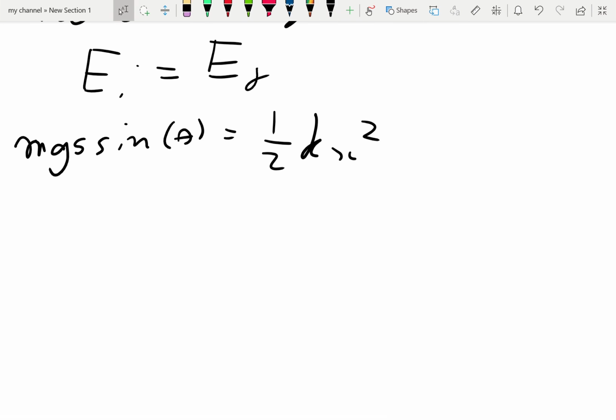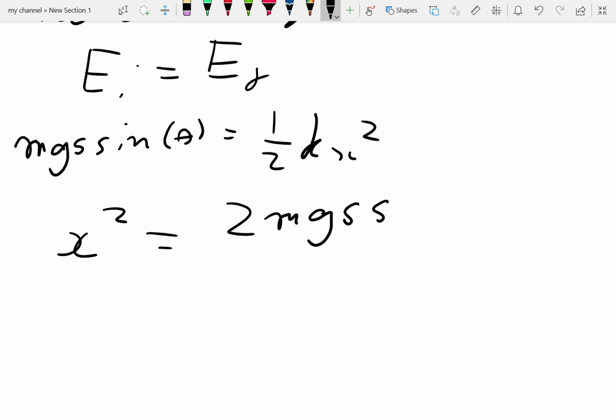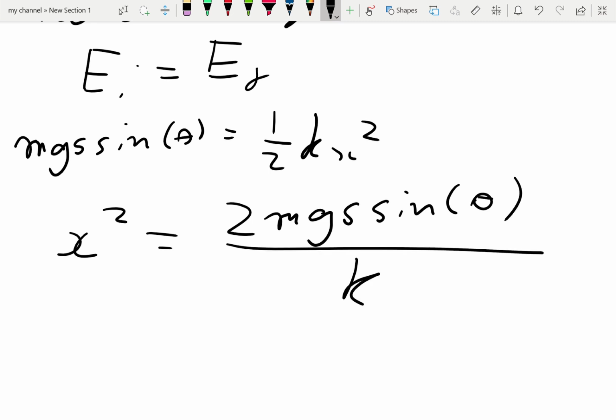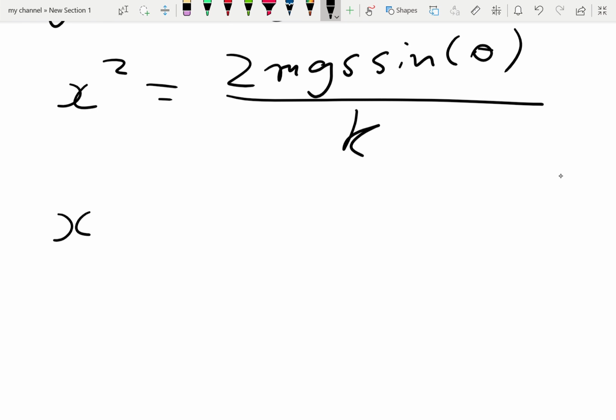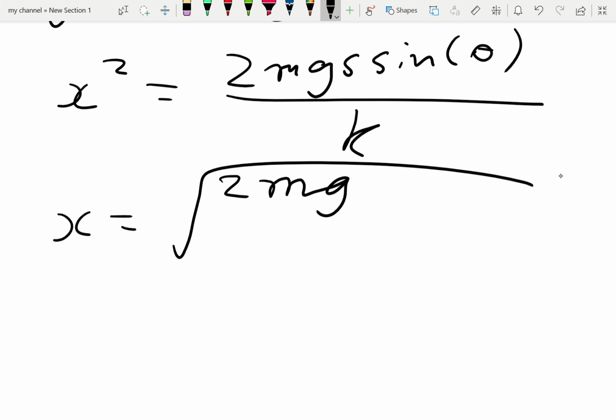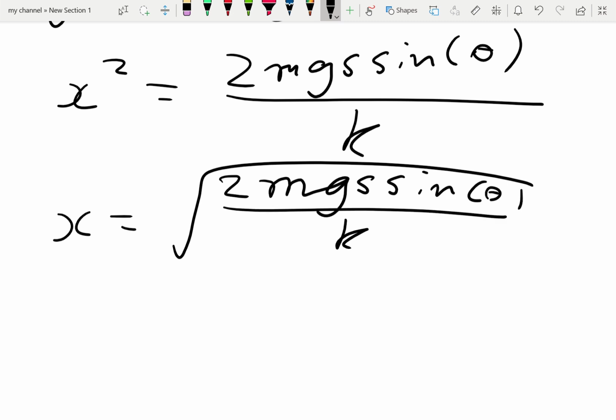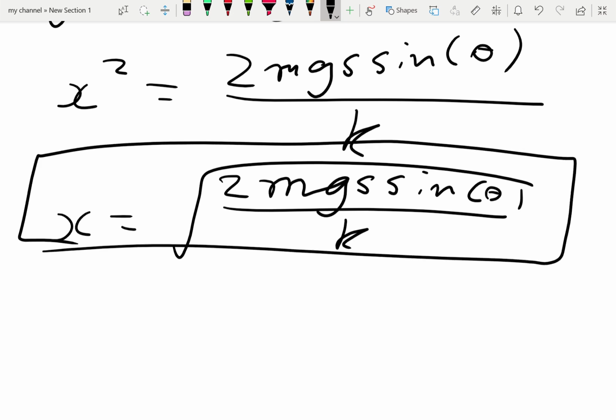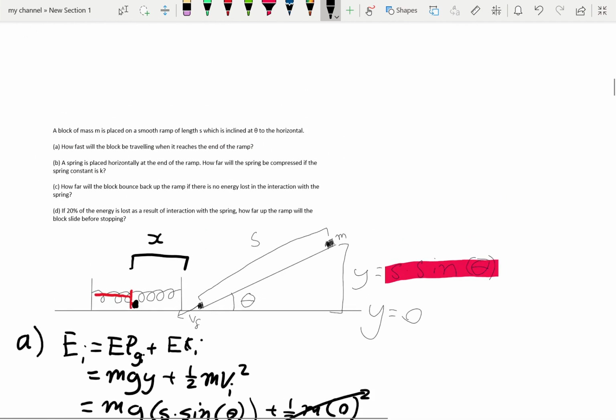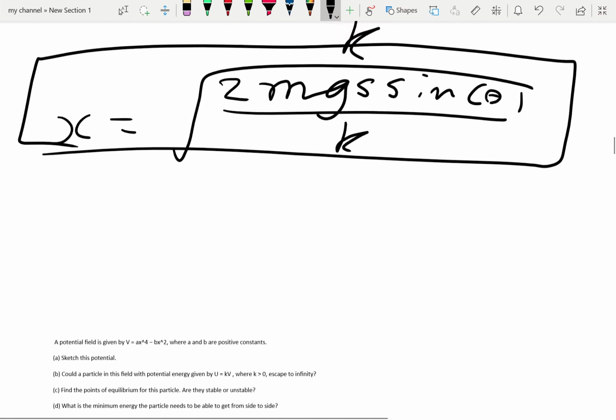Solving for x squared, we have x squared is equal to 2mgs sine theta divided by k, and that gives us x is equal to the square root of 2mgs sine theta divided by k, which is the answer for this question B. Okay, next to part C.